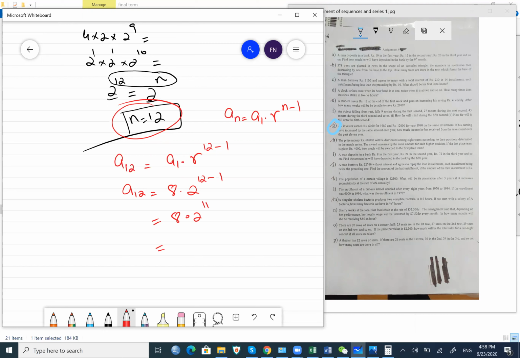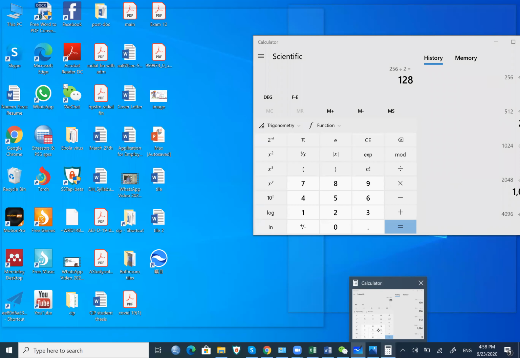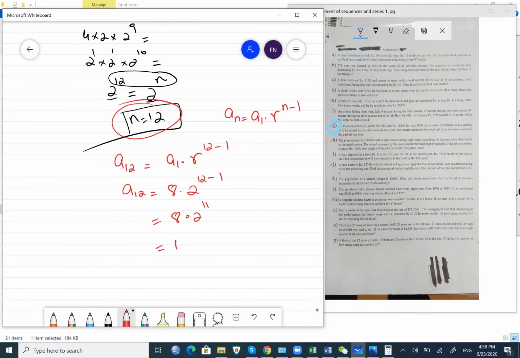So 2 raised to power 11 is 2048, times 8, 16,384. So that would be his last installment. He borrowed 32,716, and that would be his last installment. Is that clear? Yeah, it's just a long process. Kind of, yeah.